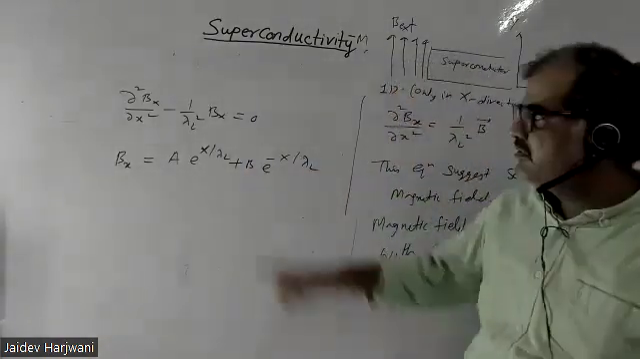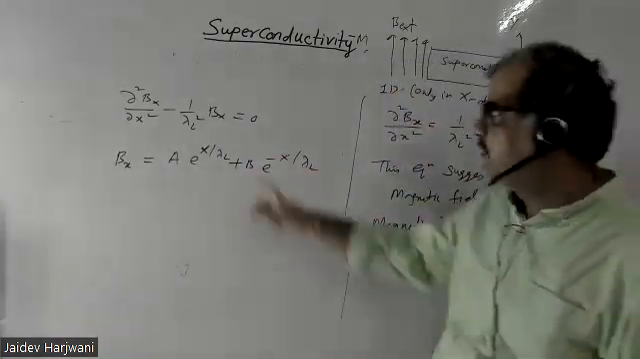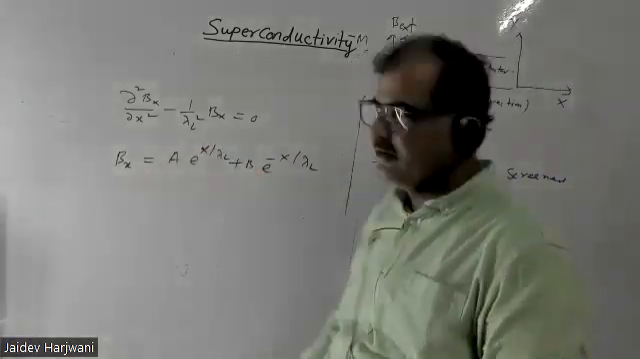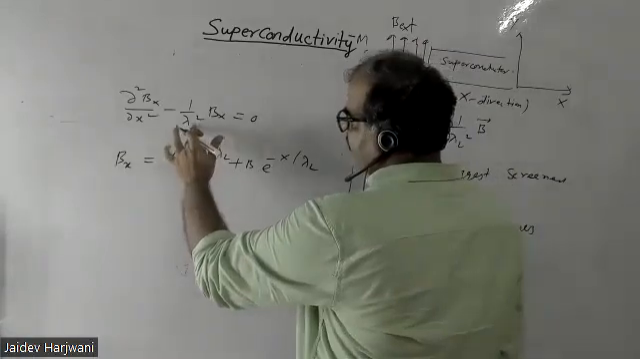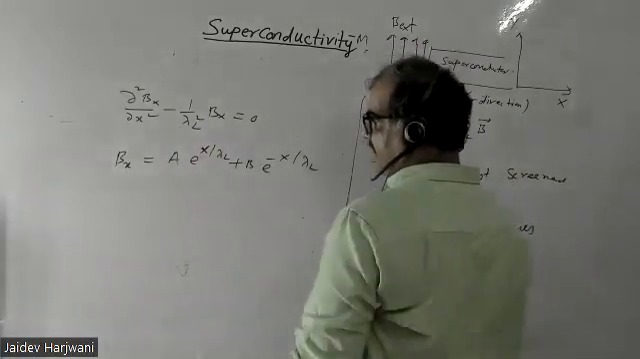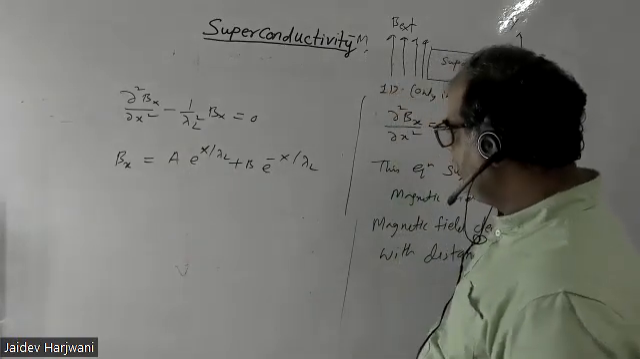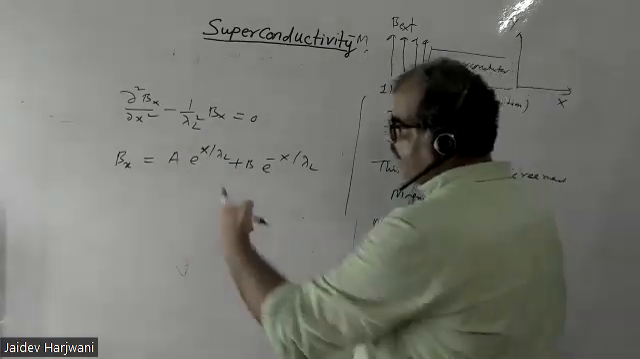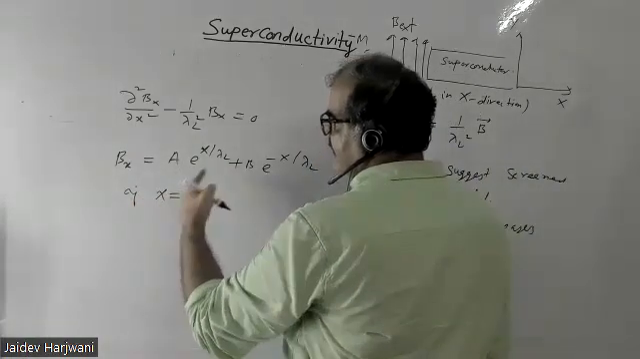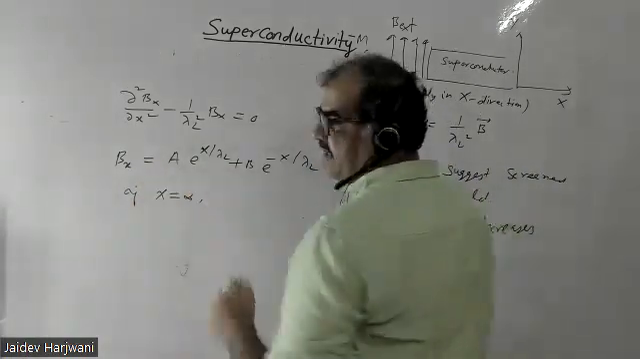I hope all of you know differential equations. These equations are very common and are used repeatedly in quantum mechanics. Whenever this type of equation appears, the solution is Bx equal to a e to the power x upon lambda L. Now, if I make x infinite, then Bx also goes infinite.